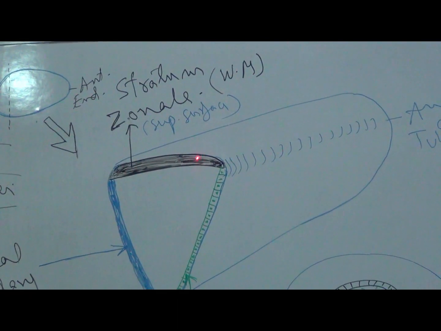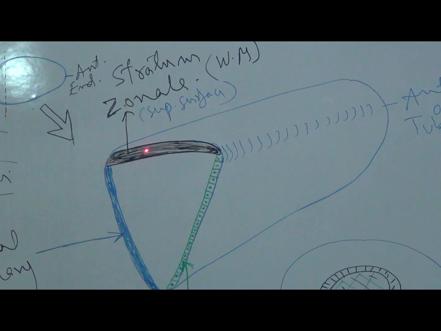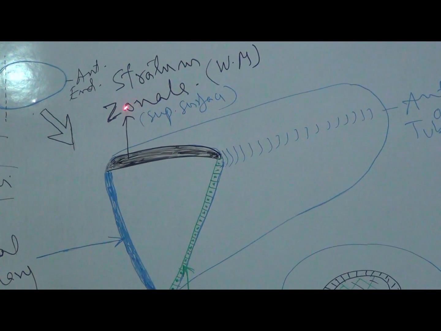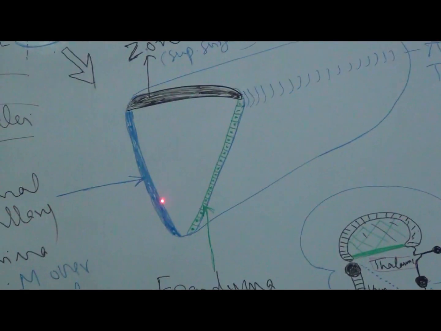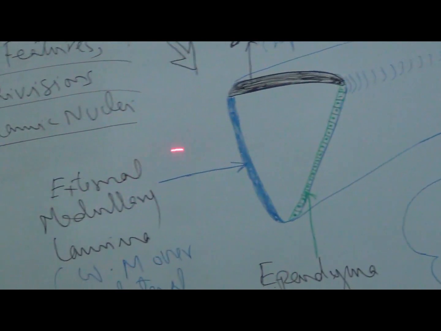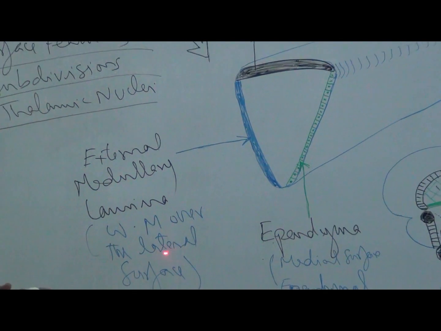Superior surface is covered by a layer of white matter from posterior to the anterior, and it is known as the stratum zonale. It is white matter. Then the lateral surface is covered again by a layer of white matter, which is known as the external medullary lamina.